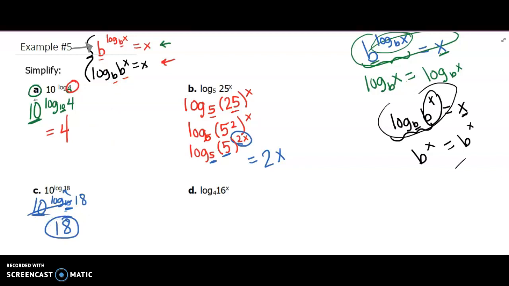Okay, and if I look at this one, I want it to look like this. Okay, so I could write this as log 4 to the, well, 16 can be written as 4 squared to the x. And then I could rewrite it again as log 4 of 4 to the 2x. Now, my b and my b, same as b and b here, this is just equal to 2x.